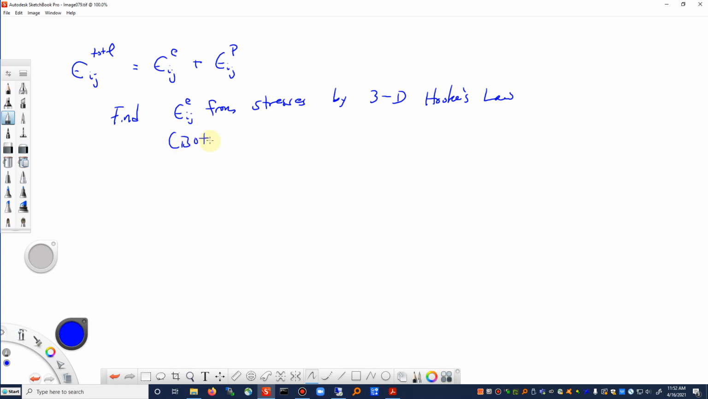Again, I'll make a note here. This is for isotropic materials. So we can have, for example, epsilon x is equal to sigma x over E, minus nu sigma y over E minus nu sigma z over E.